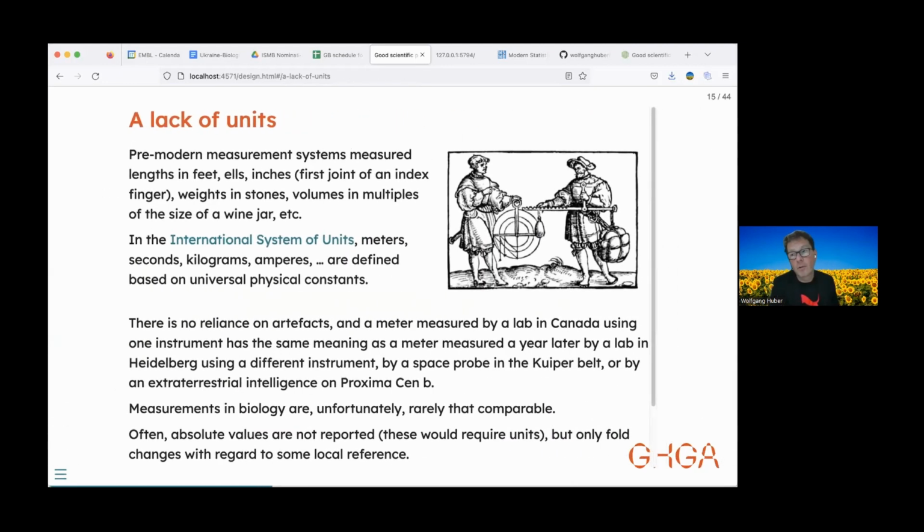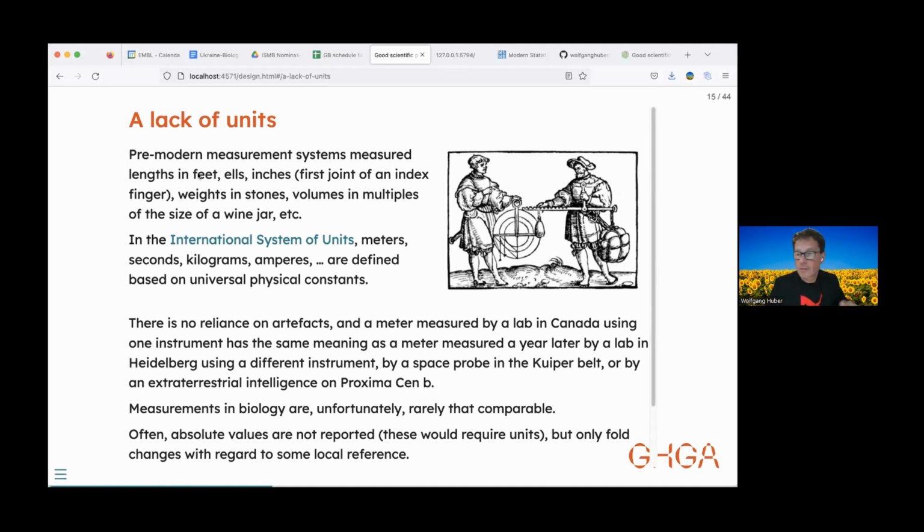One thing that, compared to the physics of coin tossing, really confounds biology is the lack of units. I like to motivate this by looking at pre-modern measurement systems, where we, for instance, measured lengths in feet, ells, or inches, which is actually the word for the first joint of an index finger. Weights are measured in stones, volumes are multiples of the size of a wine jar, and so on. As you might imagine, those units were very useful and reproducible based on certain prototypes or artifacts, but it could very well be that an English inch would be different from a Franconian one, and again different from a Swiss one.